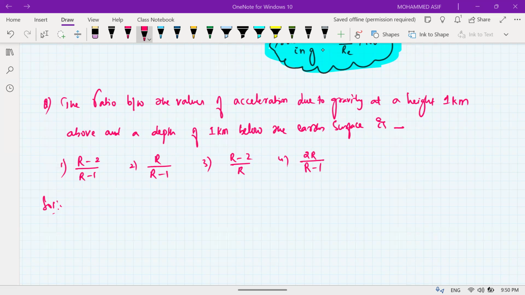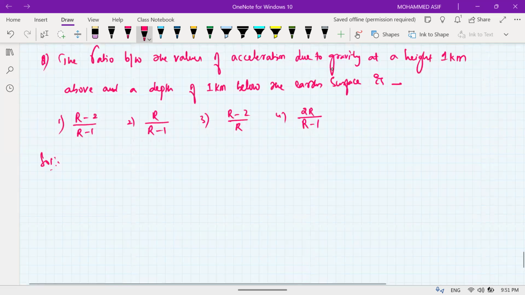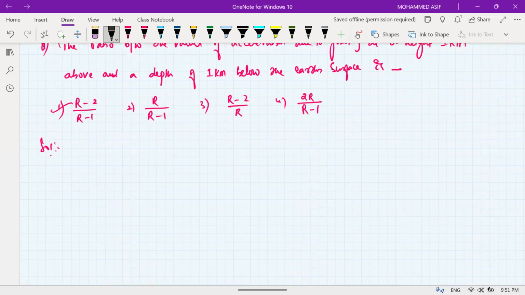Anyone? First option. Which one is coming? R minus 2 divided by R minus 1 is coming? Very good. First option is the answer for this one.